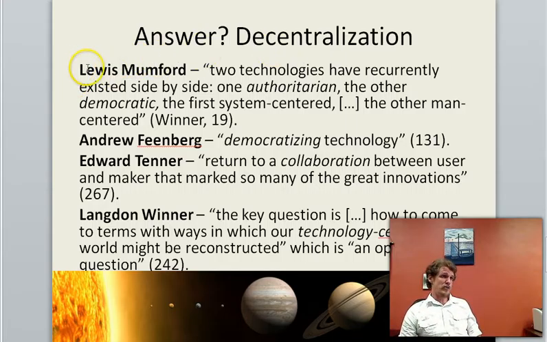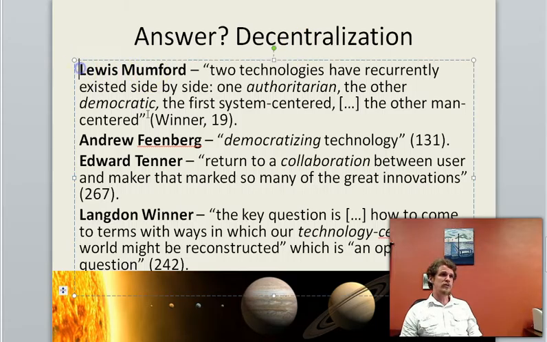So the famous authors of the 20th and 21st century and technological theorists were all answering that fundamental question, which is how do we decentralize the power of technology? Lewis Mumford, first example, said that there are two technologies in history. One is authoritarian, which is a system-centered perspective, and the other is democratic, which is man-centered. So in other words, we need to take the system out of the center, and we need to put man there. He was writing in the early 20th century, so maybe a better word today would be human-centered.